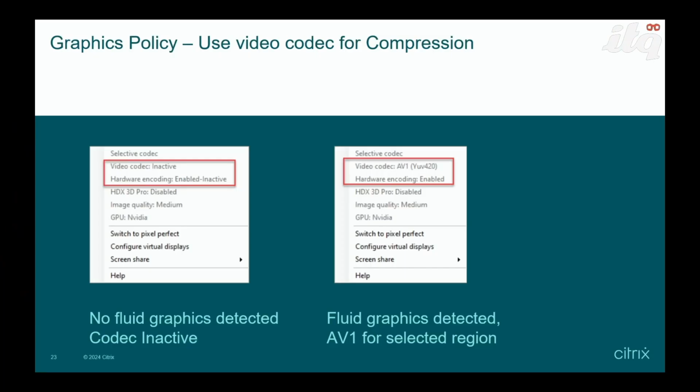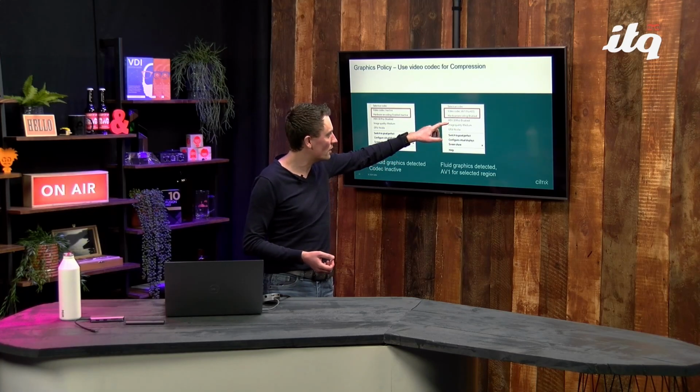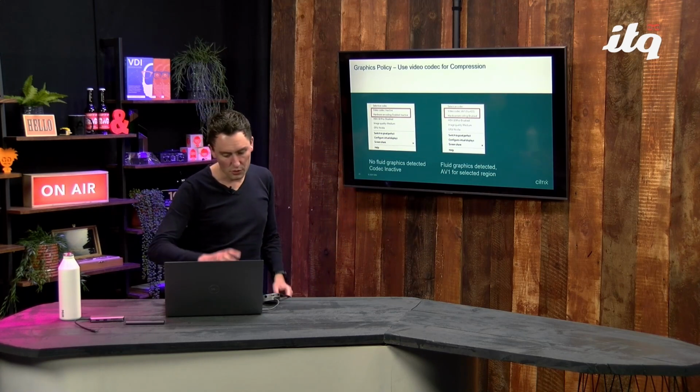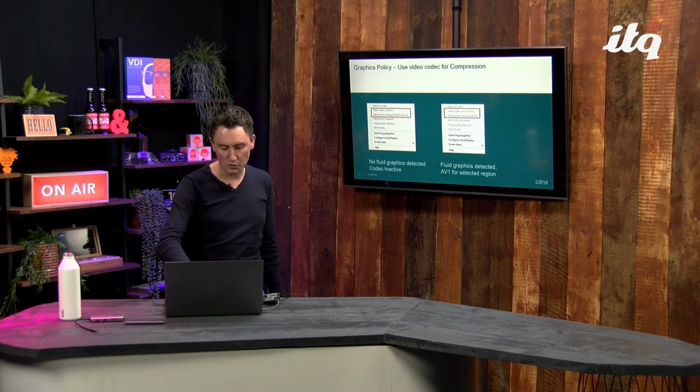And like I said, we can detect what's happening on the screen, and you can also see that with our status indicator. So on the left hand, if you launch a session, you would first see that we didn't detect any video yet, so the video codec is currently inactive. The hardware encoding is enabled, but it's also inactive. And once we detect a fluid image, we switch over that area to a video codec. So in this case, AV1 with YUV 420, and we do that on hardware encoding on the GPU. So we can flip in and out of these modes automatically.